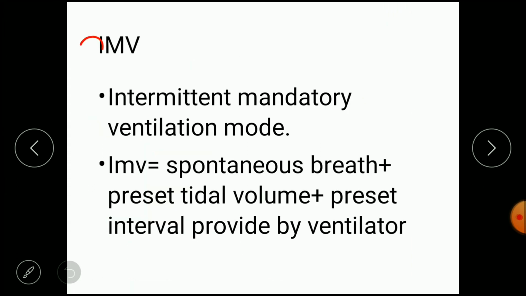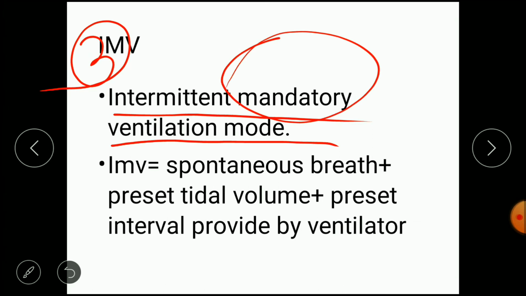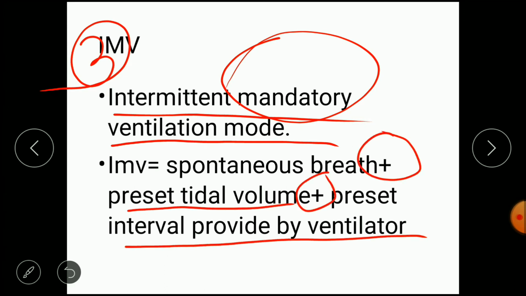Next, third, that is IMV mode. Third number: first we saw CMV mode, second is AC mode, and third is IMV mode. IMV means intermittent mandatory ventilation mode. Mandatory means control. So intermittent mandatory ventilation mode is spontaneous breath plus preset tidal volume plus preset interval provided by the ventilator. Intermittent means some interval is provided by the ventilator.